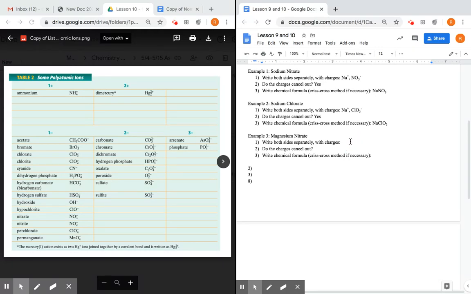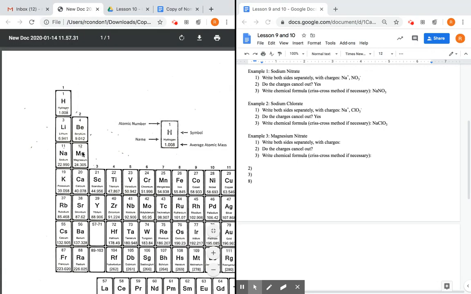Lastly, magnesium nitrate. So now we are dealing with a new type of metal. Let's go to our periodic table. We're going to find magnesium in the alkaline earth metals. So that means it's going to be a +2 cation. So Mg 2 plus. And then the other charge, nitrate. Nitrate is up here, so we know that's going to be an NO3 minus. So here the charges do not cancel out.